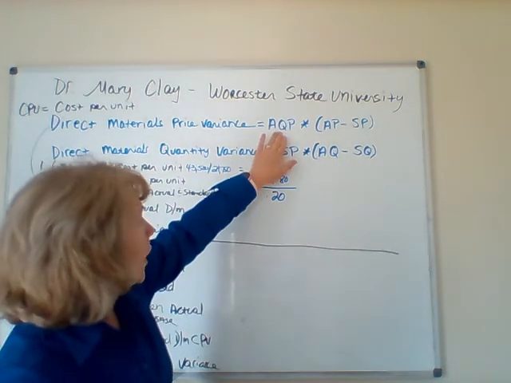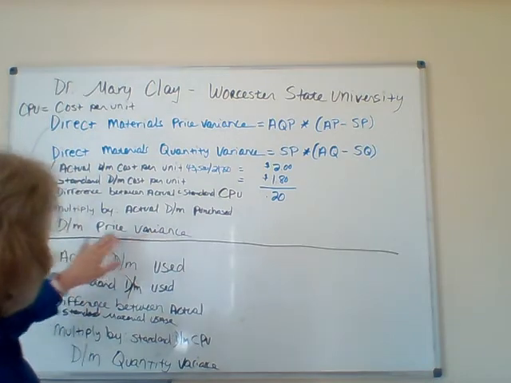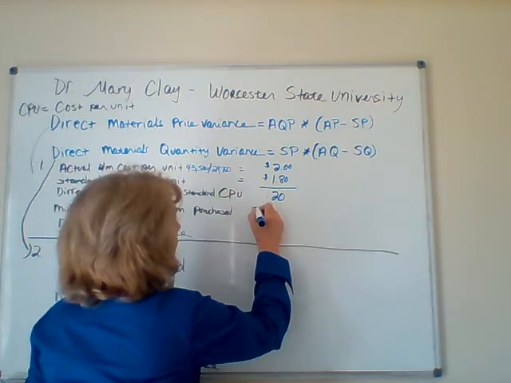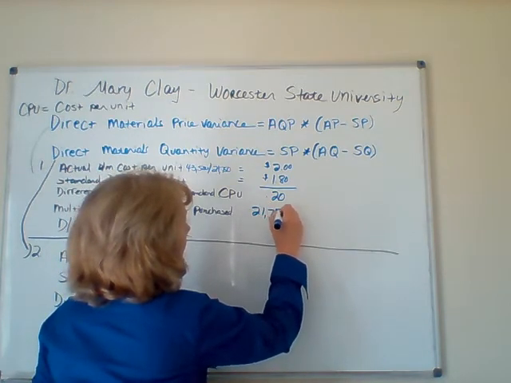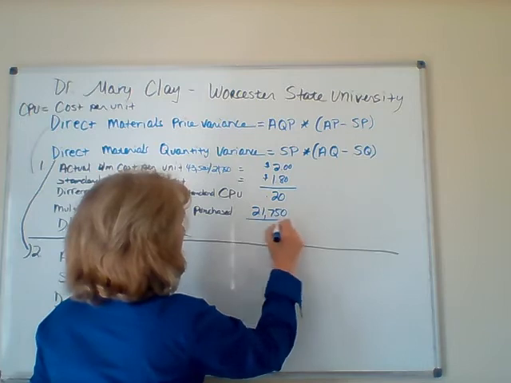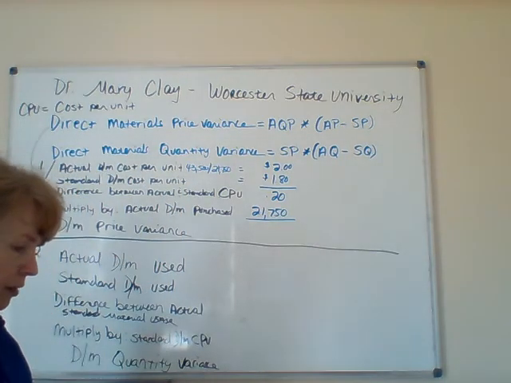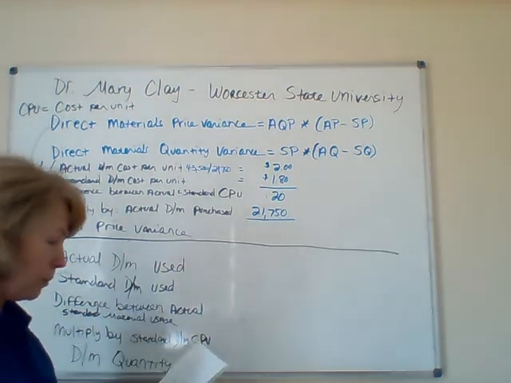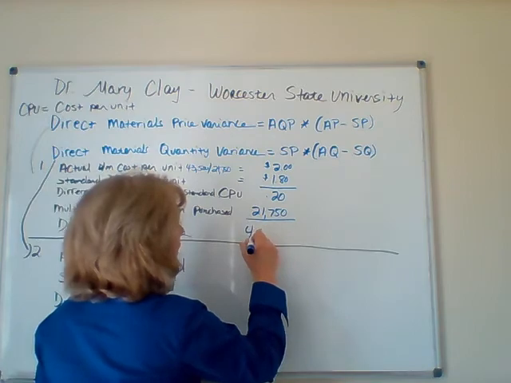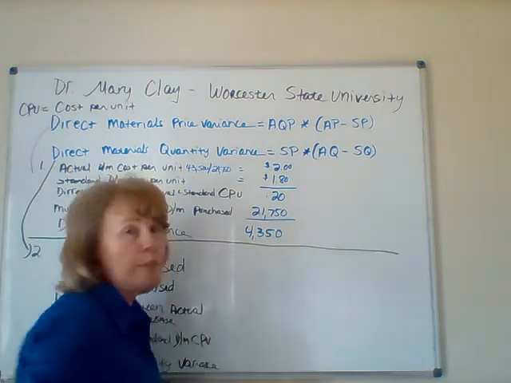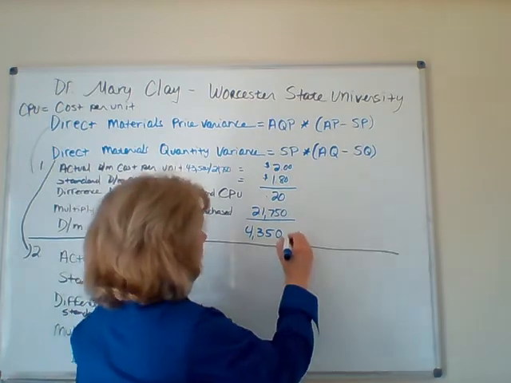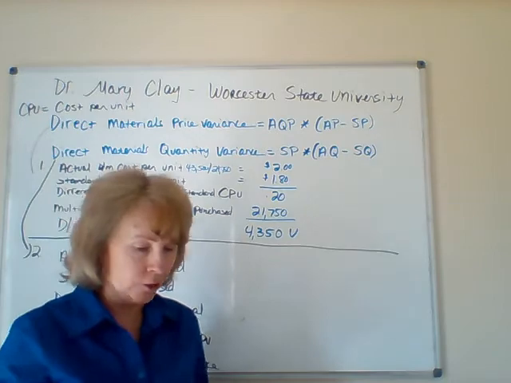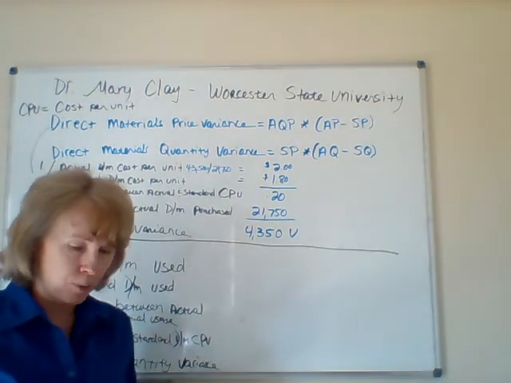Now here's what you're going to do. We go back to the equation. You're going to take the actual quantity purchased, which was 21,750. You multiply it out, so 0.20 times 21,750. The direct materials price variance is $4,350. But remember, this is unfavorable. Their actual was more than the standard. So that's how you do the direct materials price variance.